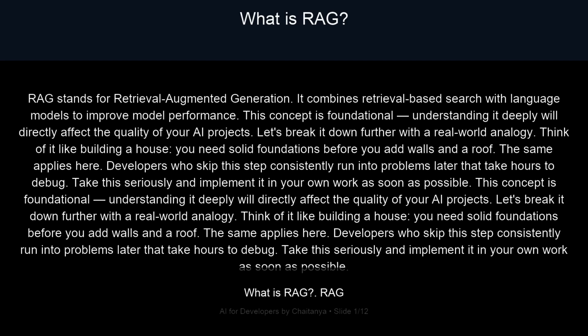What is RAG? RAG stands for Retrieval-Augmented Generation. It combines retrieval-based search with language models to improve model performance. This concept is foundational. Understanding it deeply will directly affect the quality of your AI projects.